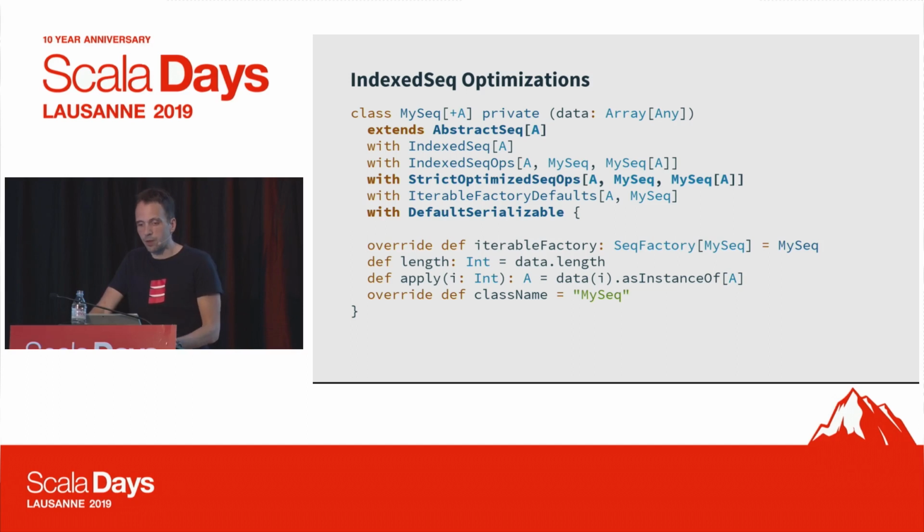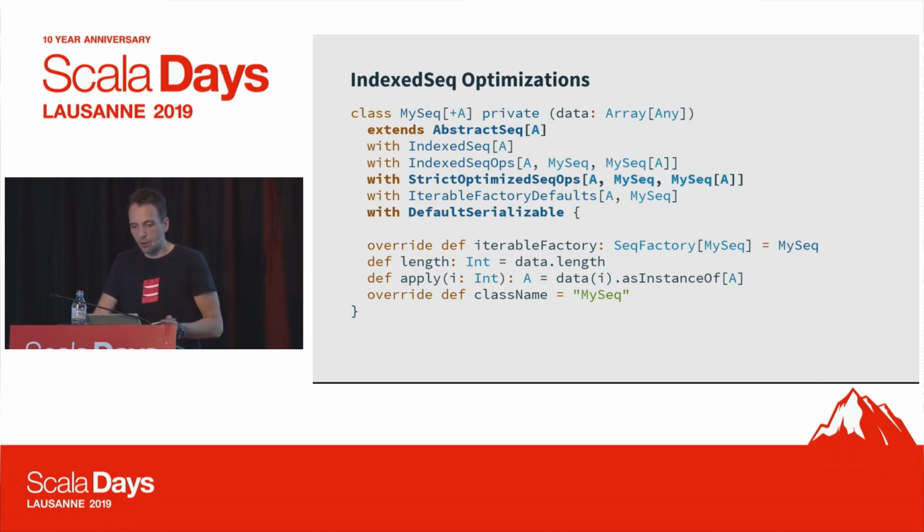And finally, it would be nice to make it serializable, and we have a default Serializable trait that works for any standard collection kind, so you get the same serialization that most of the standard library collections use. There's nothing else you have to do about it, because it just uses your factory and the iterator to perform the serialization.